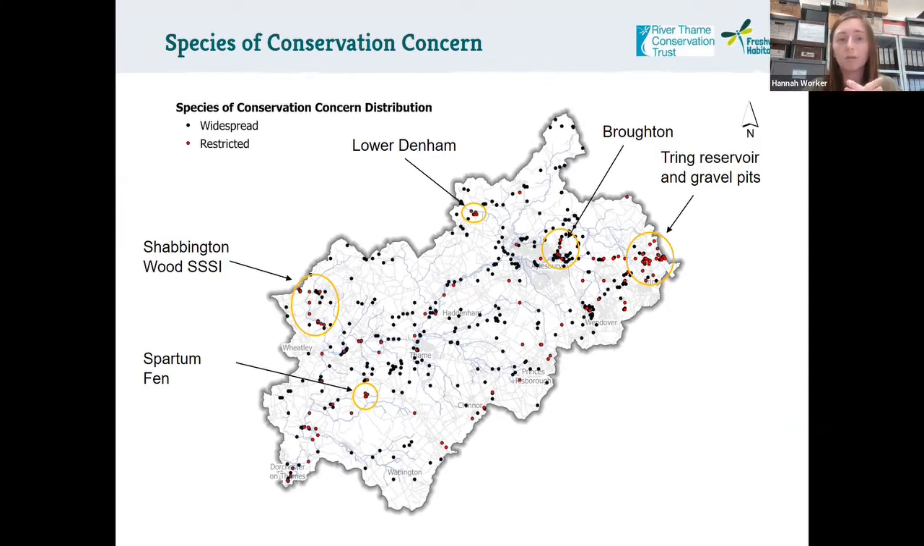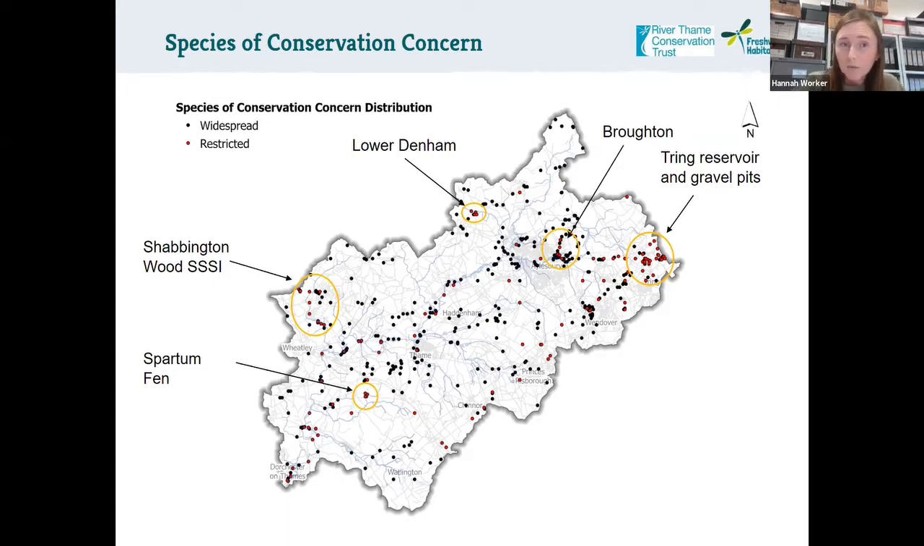Restricted species might be something like tubular water dropwort, or there are loads on the other slides, particularly invertebrates that maybe don't move about across the landscape, so they're much more vulnerable to extinction if they're lost from a particular site. Whereas if you lost great crested newts from a site, they'd be much more likely to be able to colonise back in, whereas the restricted species are much more limited.